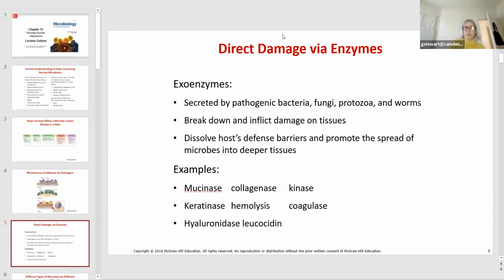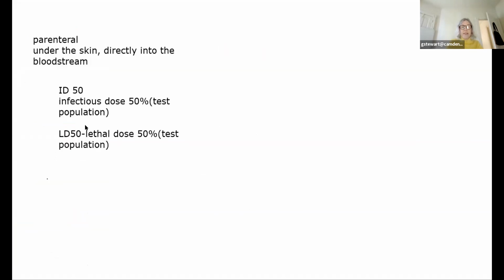Now, that's really important because if a bacteria has collagenase, they're going to be able to break down collagen, which is obviously really important connective tissue in your body. And that's going to help the bacteria spread very quickly and certainly into deeper tissues and cause way more serious damage than something like just a mucinase, for example.